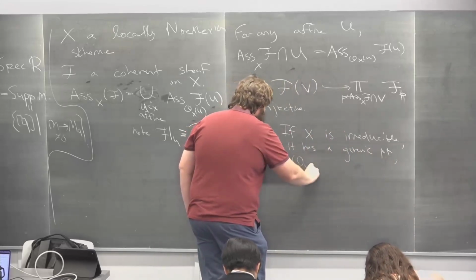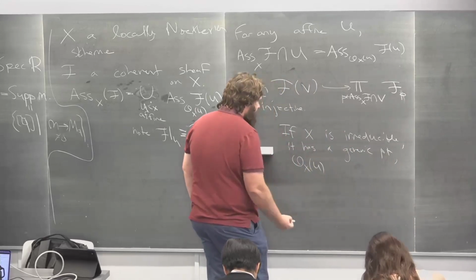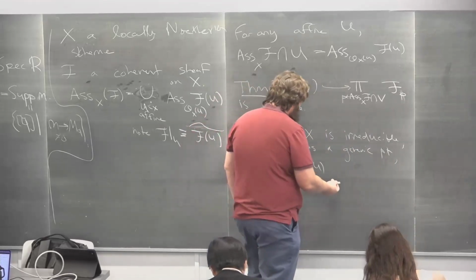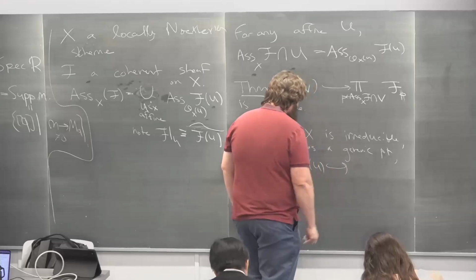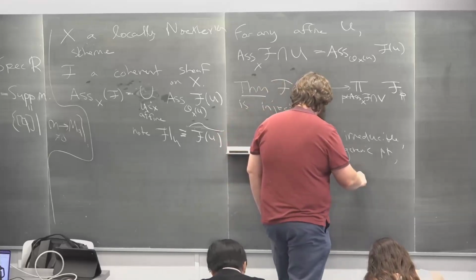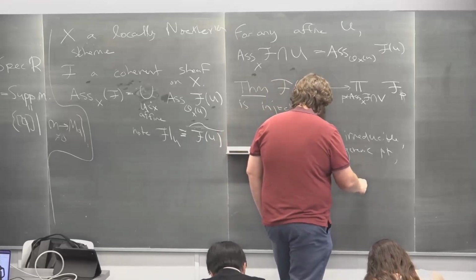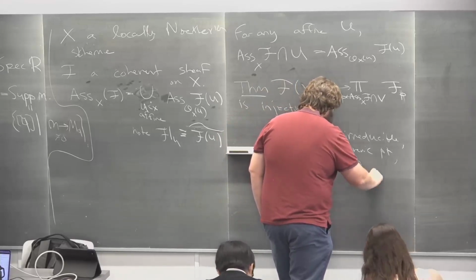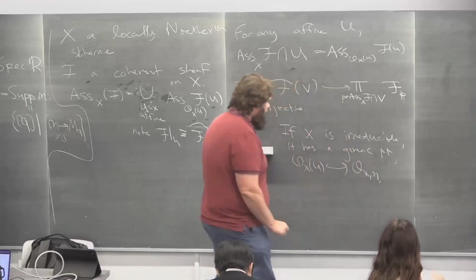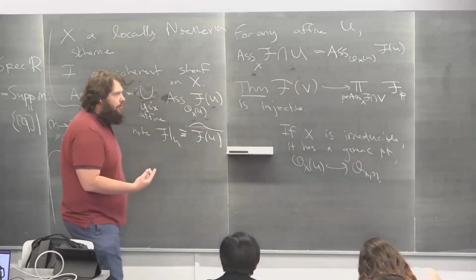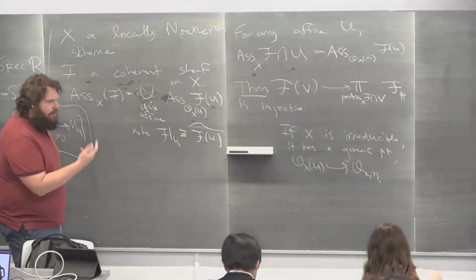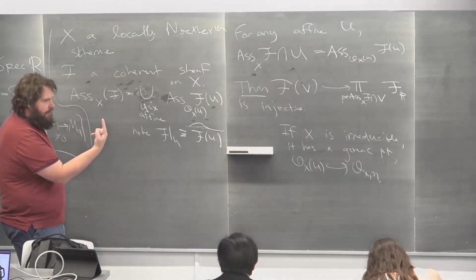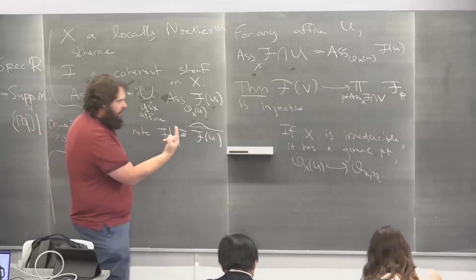In that case, the sections of X on any open U, any open that's non-empty, contains the generic point. So it injects into the stalk at the generic. Right, but if I have some coherent sheaf, well, maybe it's supported on one closed point, and it doesn't have anything interesting going on at the generic point.